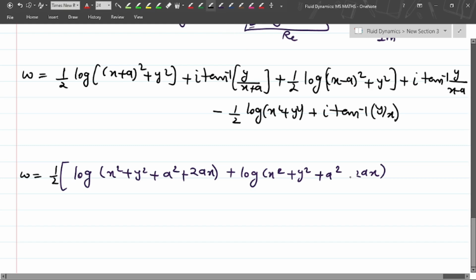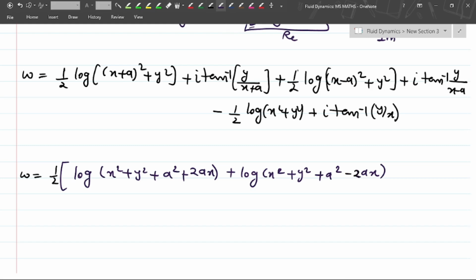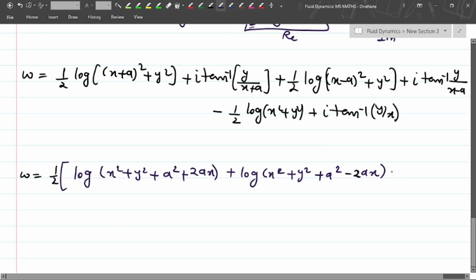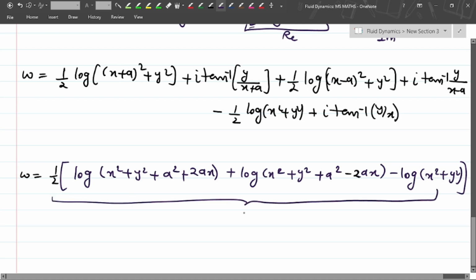So it is minus of 2ax. Next, minus log of x square plus y square. Yeah, it is simple, x square plus y square. So this is your imaginary part. So this whole thing is going to be pi plus iota.